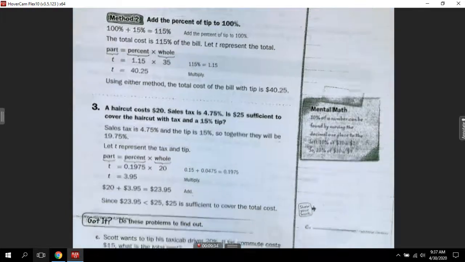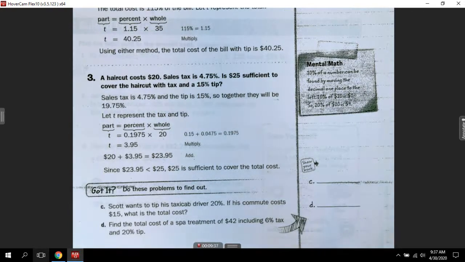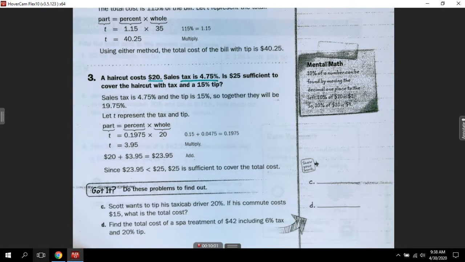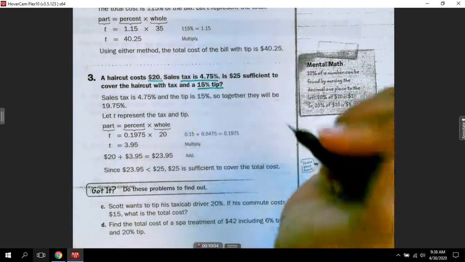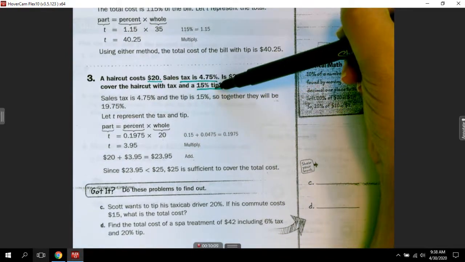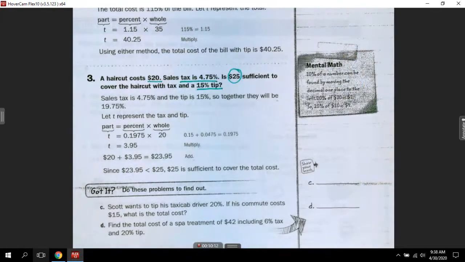All right, then let's look at example number 3 down here. A haircut costs $20. Sales tax is 4.75%. Is $25 sufficient to cover the haircut with the tax and a 15% tip? Okay, so here we know that we have a total cost of a haircut, $20, okay? Or not a total cost, the original cost. Your tax is going to be 4.75%, and then you also have a 15% tip, okay? So you've got a tax and a tip in this case. You want to know, will $25 cover that bill?